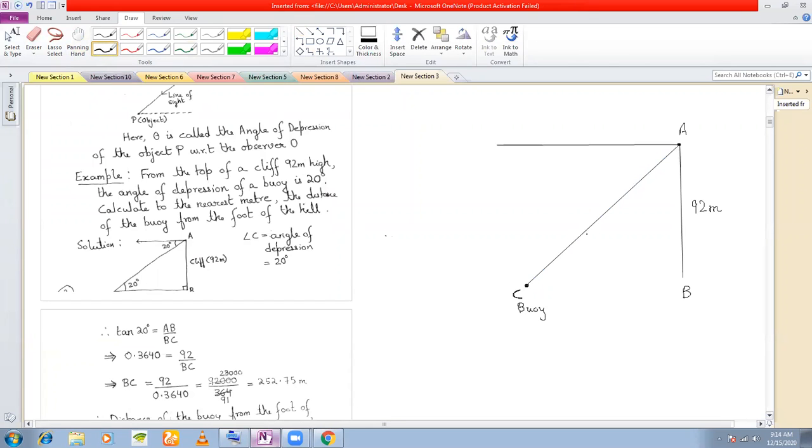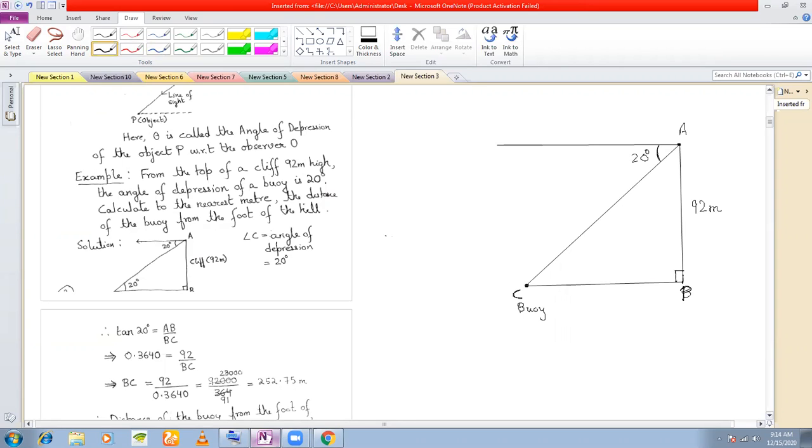Therefore, if his angle of depression is 20 degrees, then this angle must be 20 degrees, right? And this is your ground level or your horizontal also. This is also your horizontal or your ground level, whatever you choose to call it. Okay, so this angle is 90 degrees. The question is: calculate the distance of the boy from the foot of the hill.